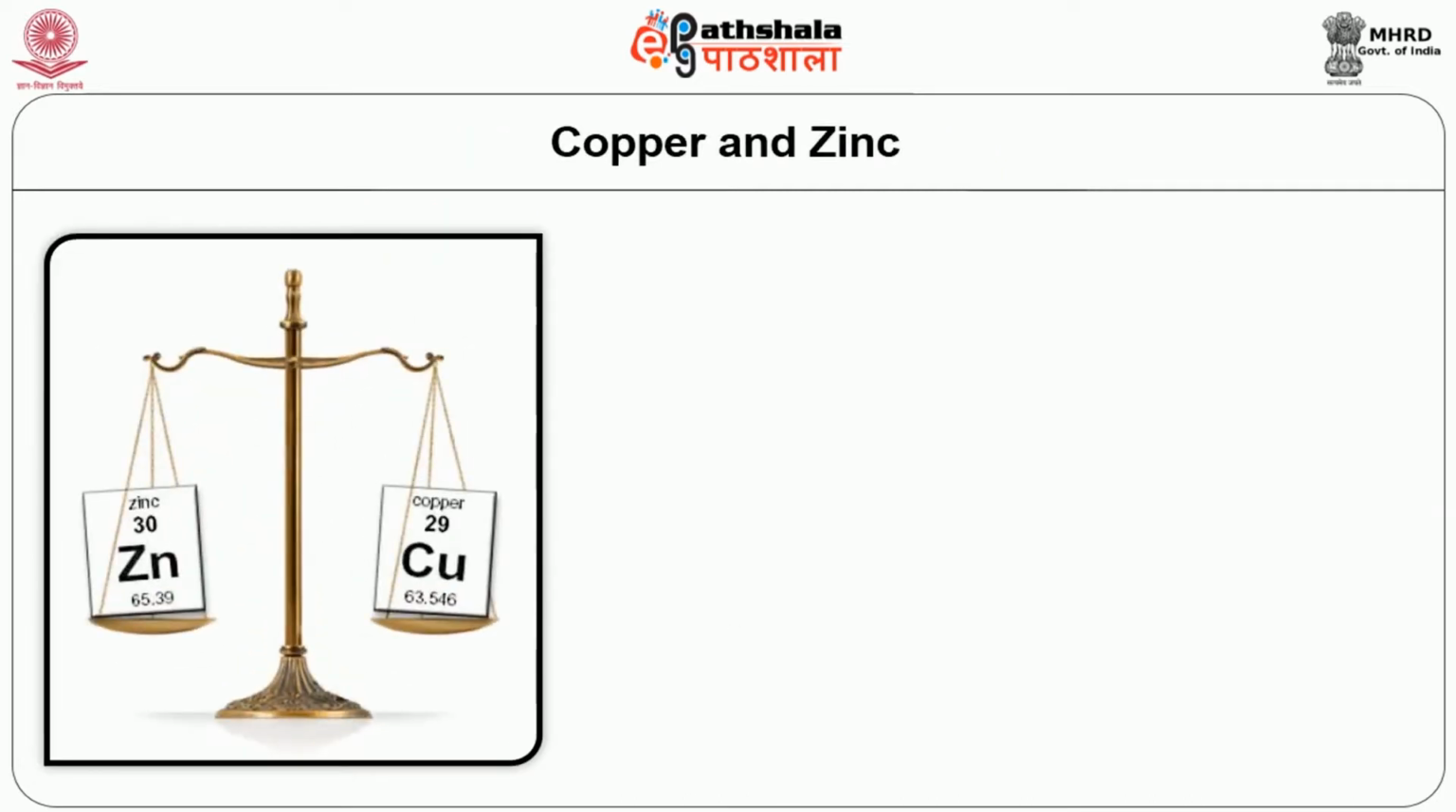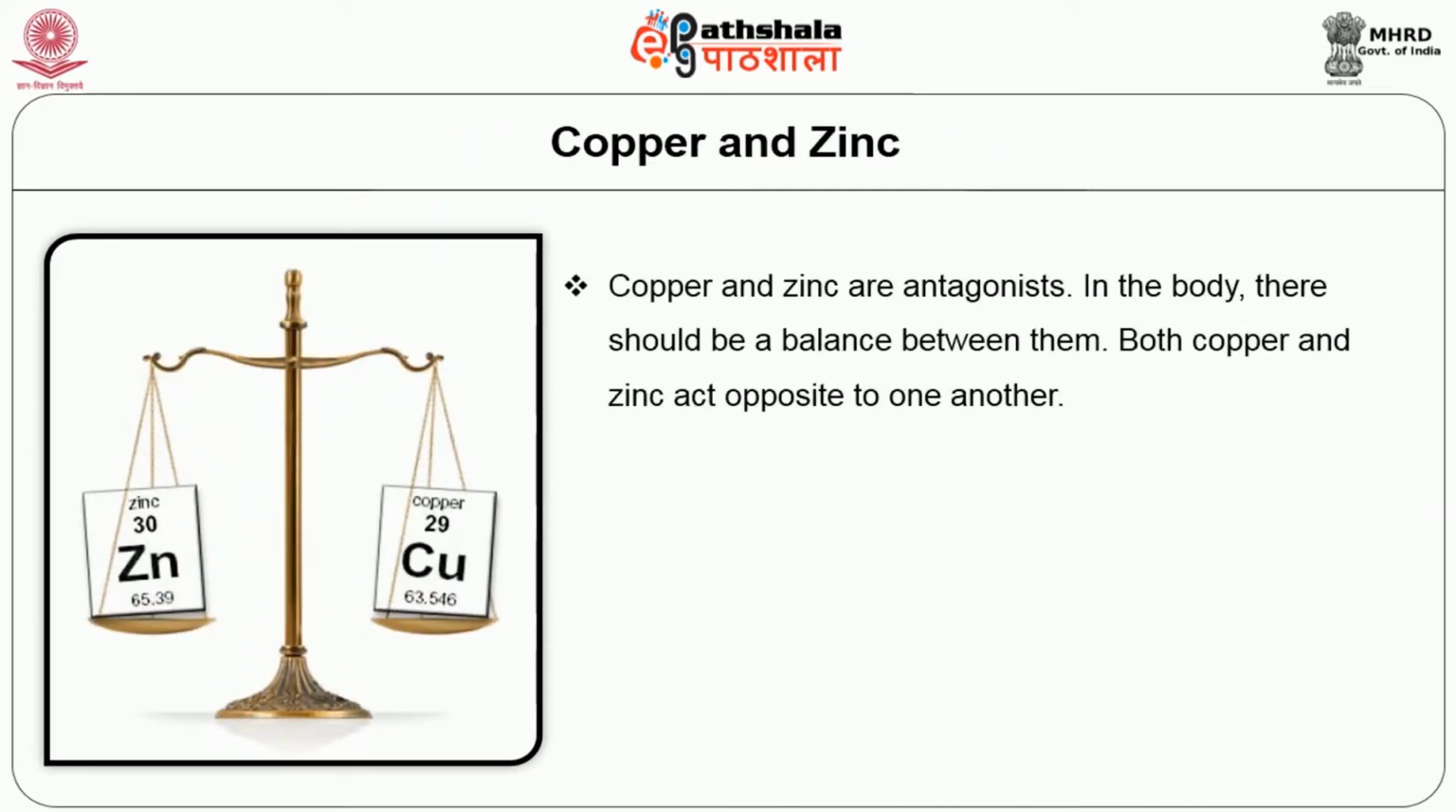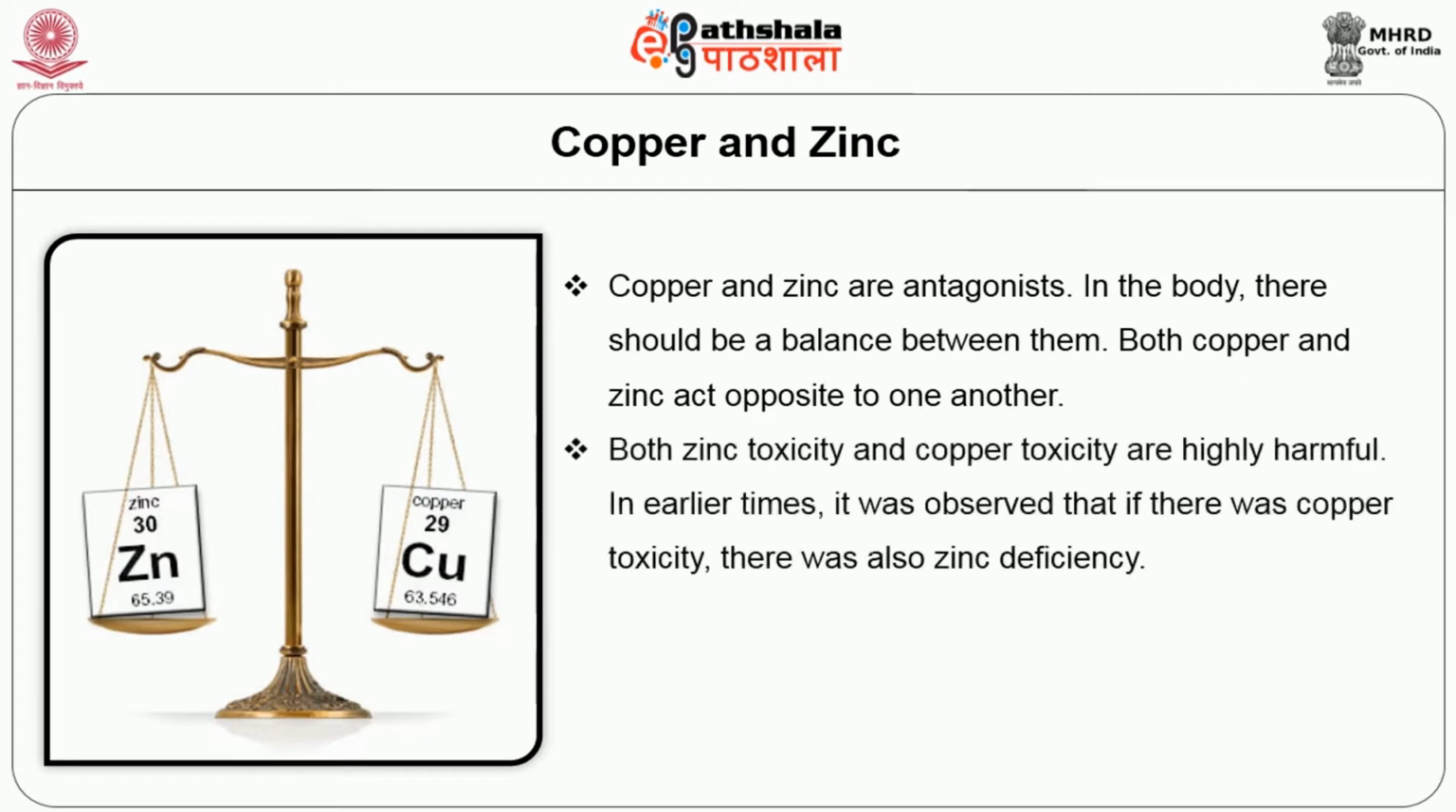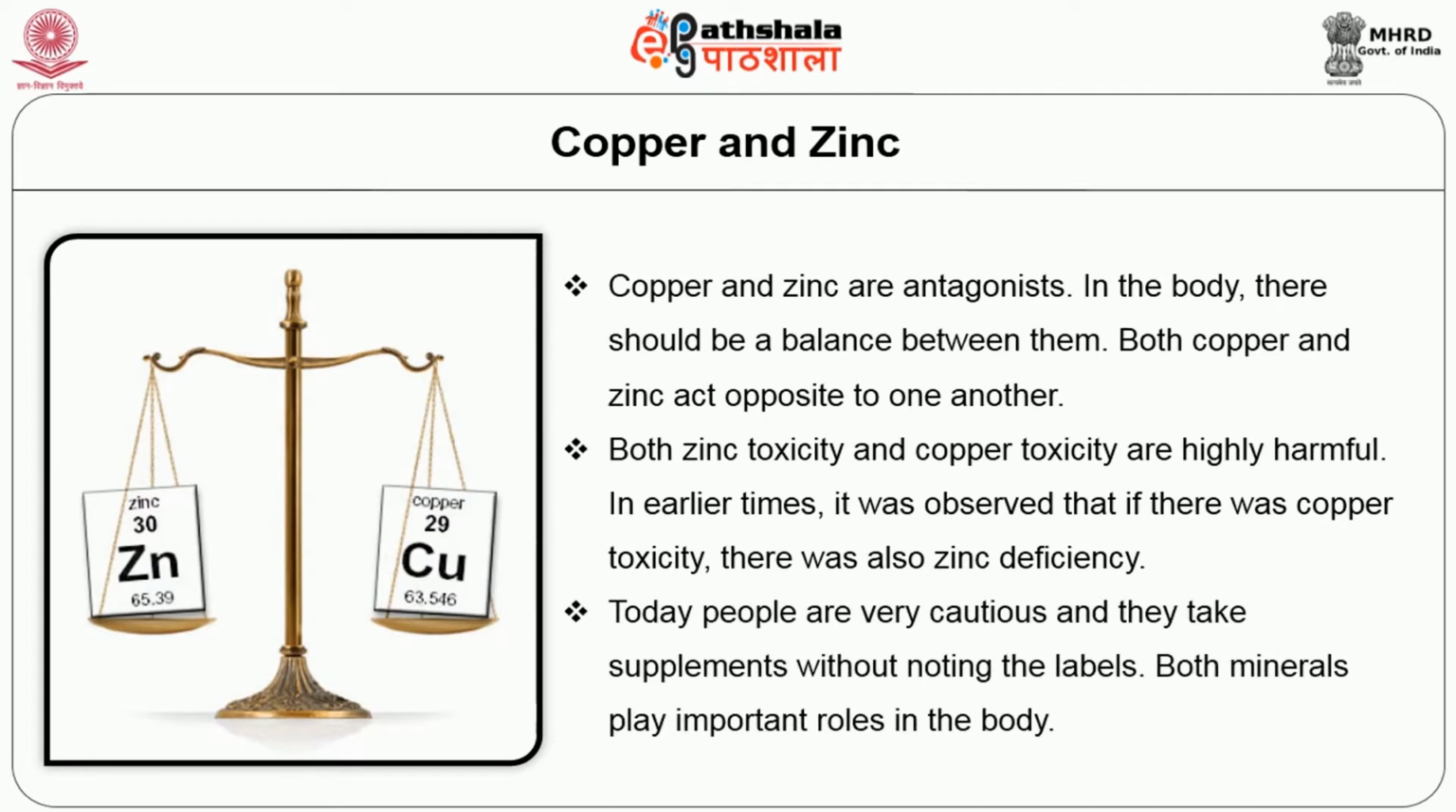Next in the list are copper and zinc. Copper and zinc are antagonists. In the body, there should be a balance between them. Both copper and zinc act opposite to one another. Both zinc toxicity and copper toxicity are highly harmful. In earlier times, it was observed that if there was copper toxicity, there was also zinc deficiency. Today, people are very cautious and they take supplements without noting the labels. Both minerals play important roles in the body.